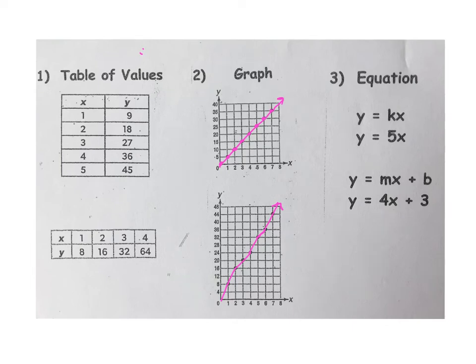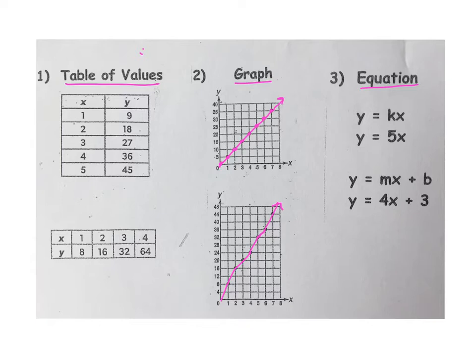Let's take a look at some specific examples. You should be able to take a table of values, a graph, or an equation and determine if it's a proportional relationship. Let's review how that's done.